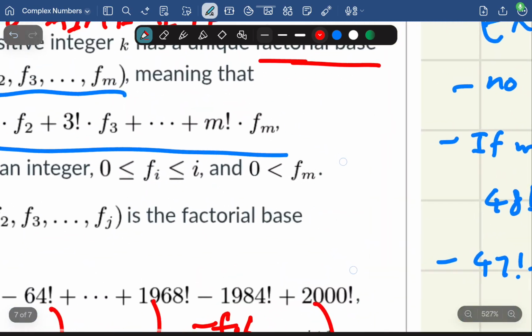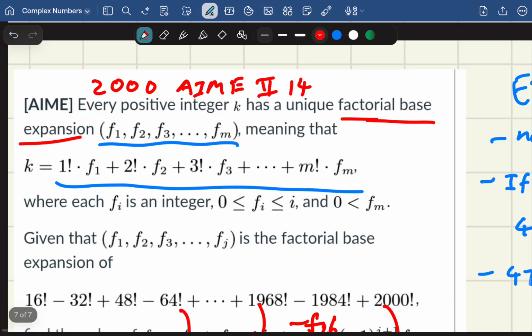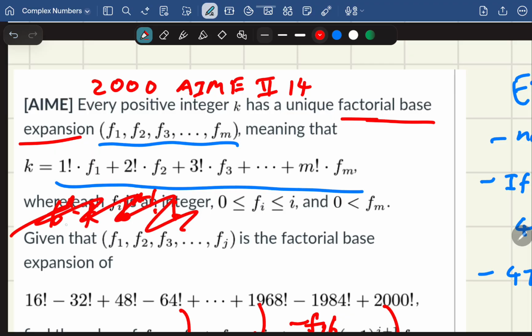Hello, today we will be solving 2000 AIME II problem 14. We have factorial base expansions, which is pretty interesting. Usually they'll be of the form b_n and then b_(n-1), and then you have the coefficient, and it's just a sum, alright?